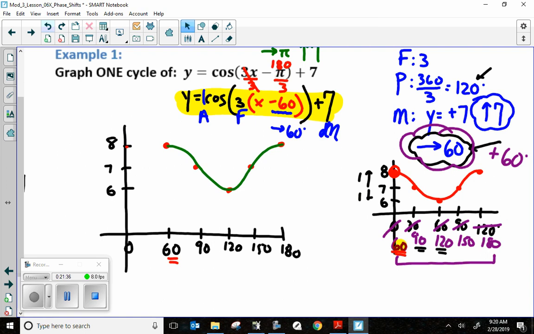Now that's perfect. So let's take a look at how this actually moved. All right. First of all, before I had any movement left, right, or up or down, it probably went right there, 120 degrees. It's a little bit past 120. Excuse my sketch. It's not, whatever. But then I moved up 7. My midline went up to 7. Boom. And then I moved to the right 60 degrees. Boom. And that's all we're doing, up and over, down and over. That's it. Okay. Let's try another one.